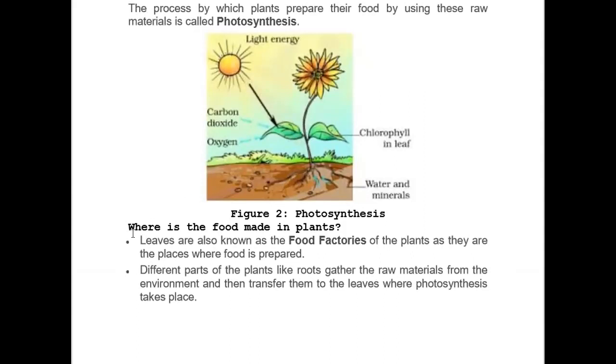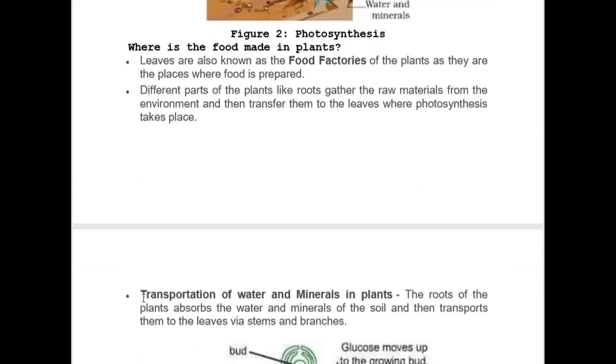Okay. Now, where is the food made in the plant? See, the question comes. Leaves are known as the food factory of the plant, as they are the places where food is prepared. Different parts of the plant like roots gather the raw material from the environment and then transfer them to the leaves where photosynthesis takes place.